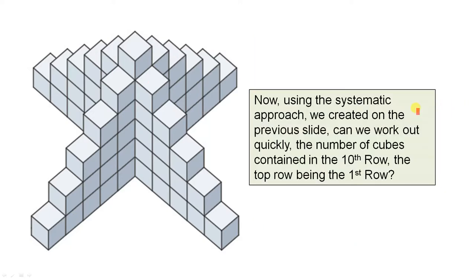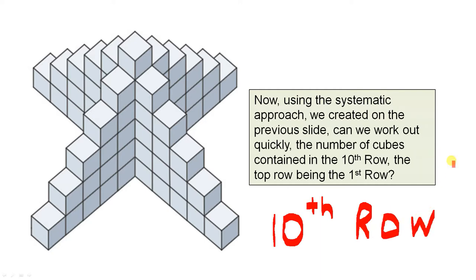Now, using the systematic approach we created on the previous slide, can we work out quickly the number of cubes contained in the 10th row? The top row being the first row. So we have the first row, second, third, fourth, fifth, sixth, 7, 8, 9, 10. We're going to focus on the 10th row, and we're going to try and work out quickly how many cubes in that 10th row. Now let's see how we can do it. You can pause this slide here and see if you can work it out. And then I will go on to the next slide and show you the system based on what we did earlier. However, please pause this slide if you want to work it out yourself.